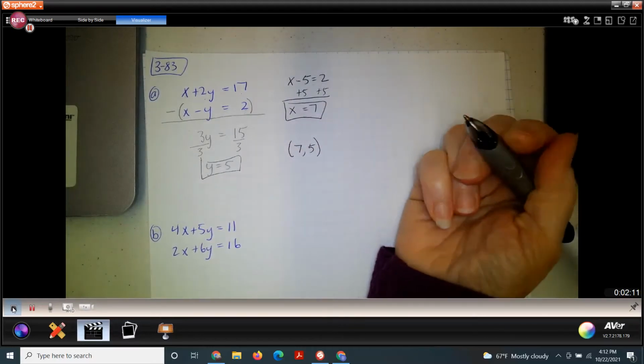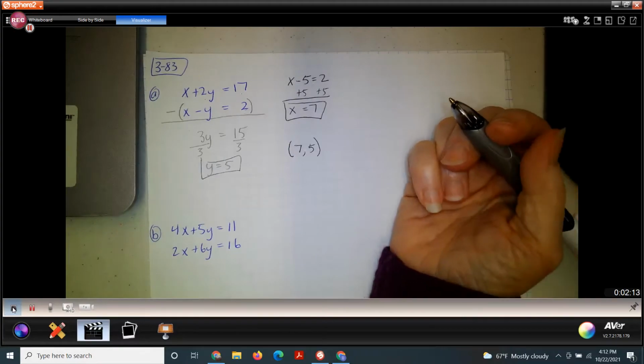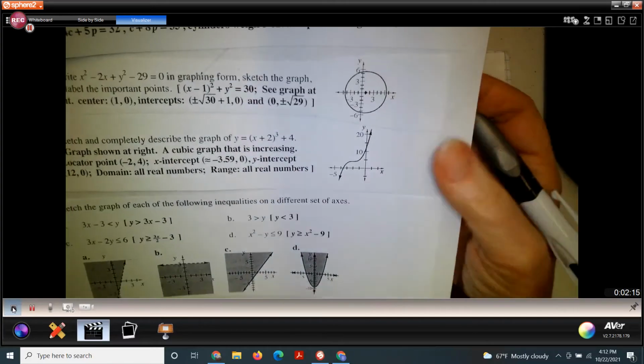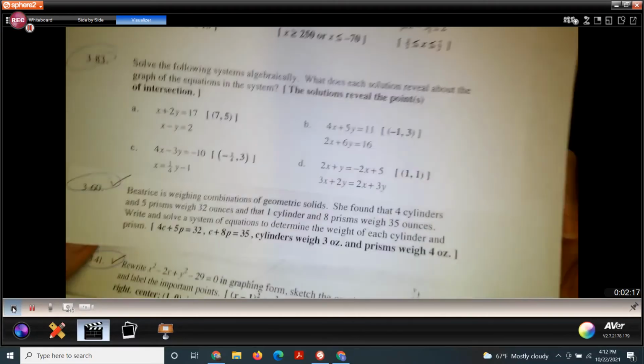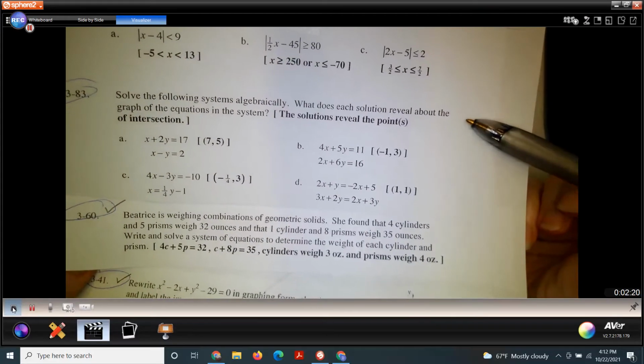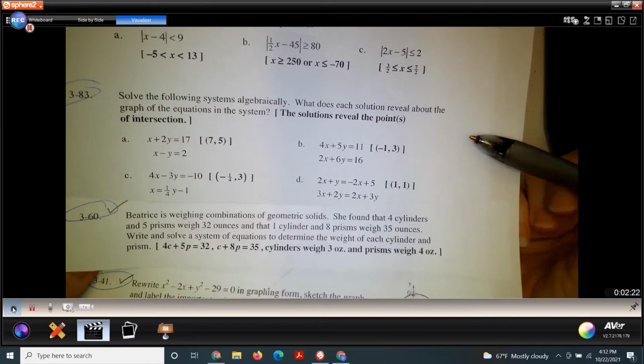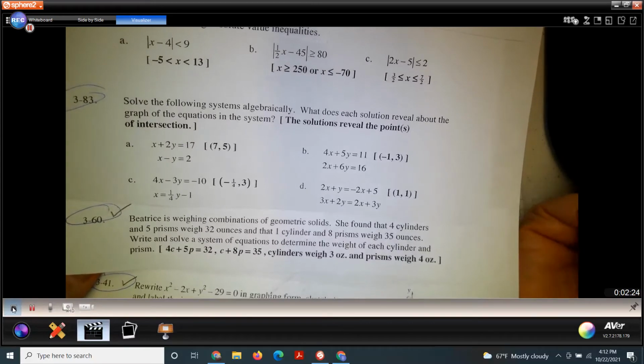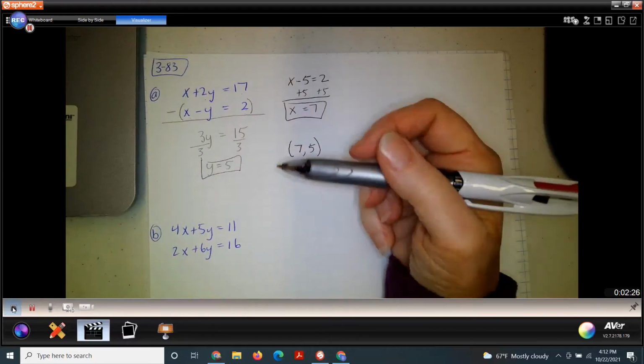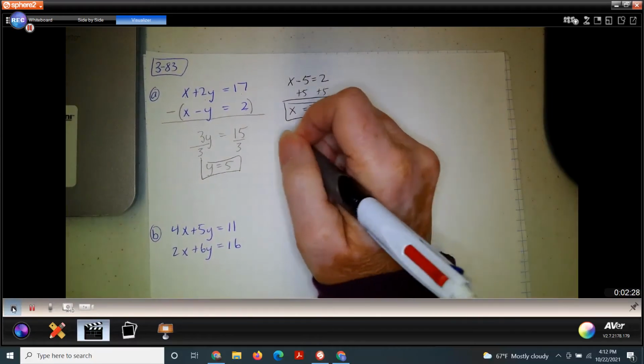Because I think it asked, what does it mean? Or it said, what does each solution reveal about the graph? So it reveals that the lines intersect at this point right here.